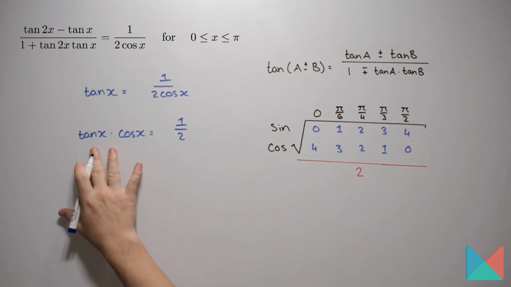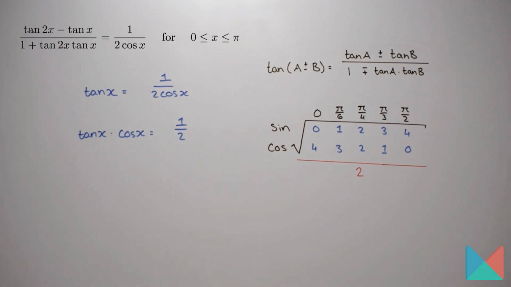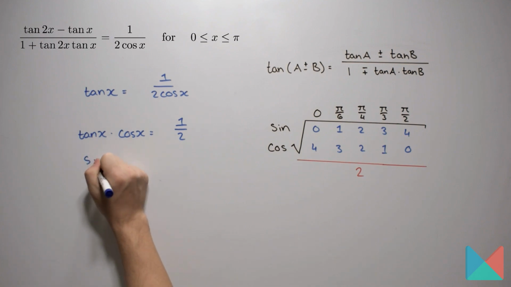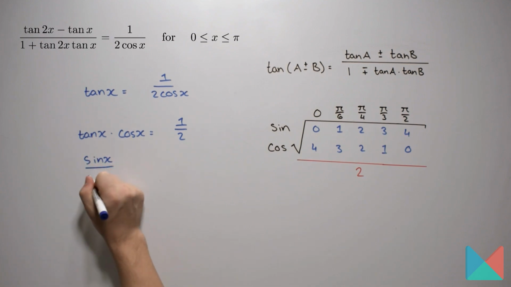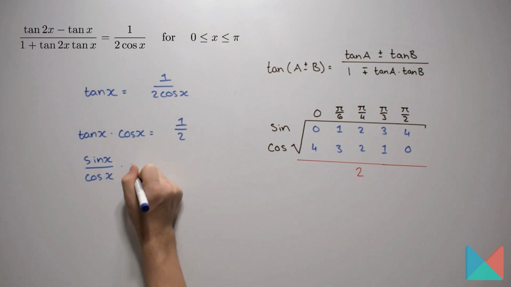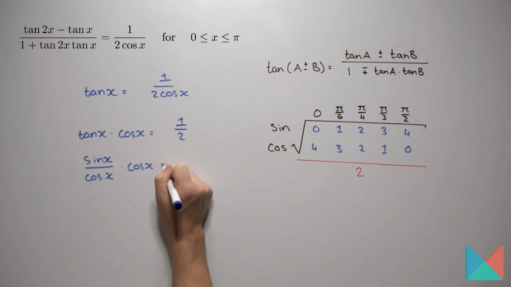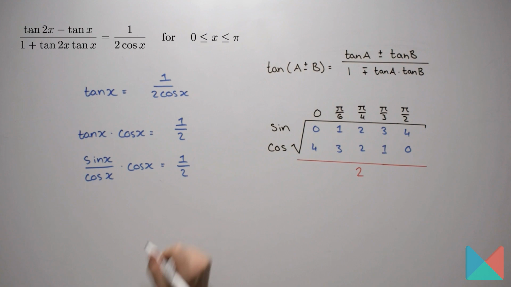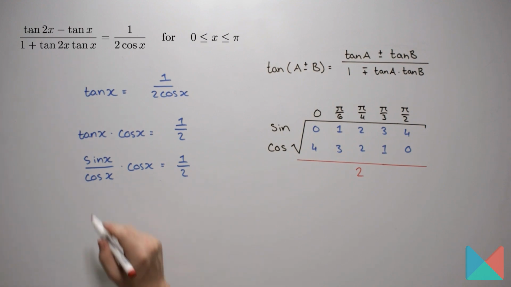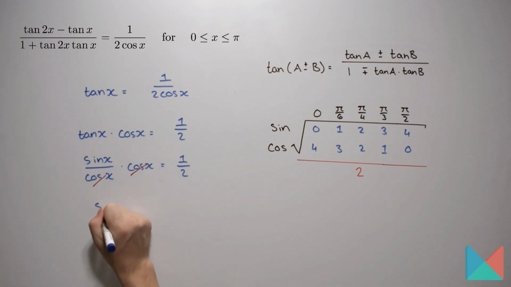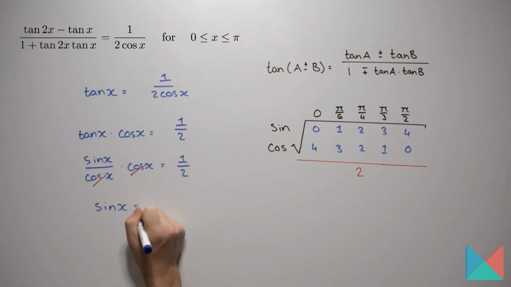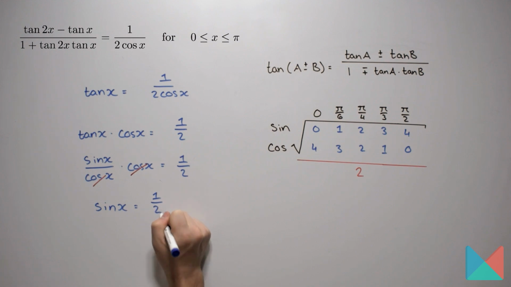And now we can replace tan with sine divided by cosine, and so we're going to have sine of x divided by cos of x times cos of x is equal to 1 over 2. And so notice here that our cos's cancel out, and we're just left with the expression to solve of sine x is equal to a half. So now let's rub this out and leave some room to draw our unit circle and solve for our solutions of x.